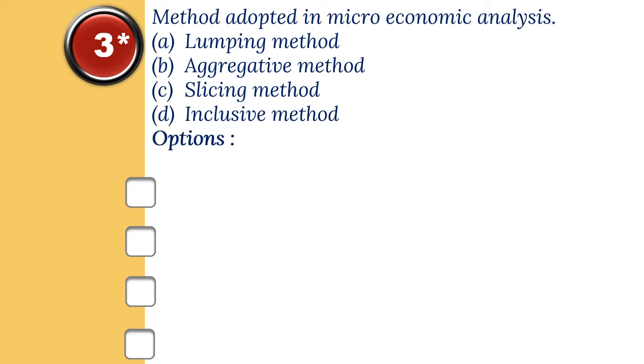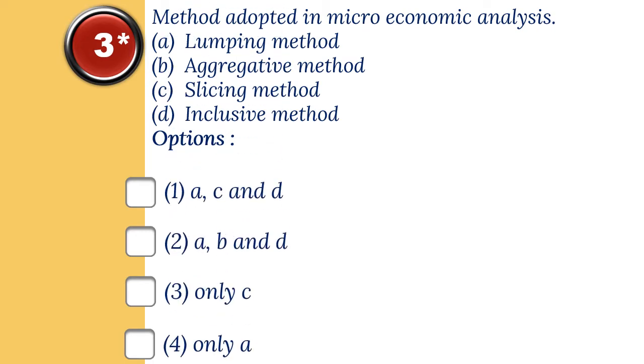3. Method adopted in microeconomic analysis. A. Lumping method. B. Aggregative method. C. Slicing method. D. Inclusive method. The options are 1. A, C, and D. 2. A, B, and D. 3. Only C. 4. Only A. And the correct option is 3. Only C.